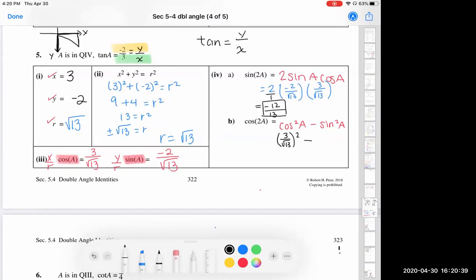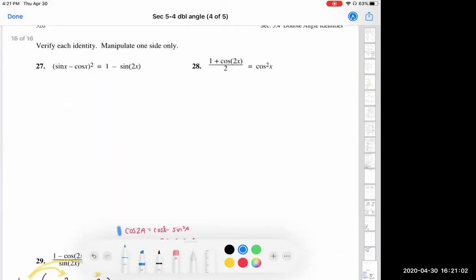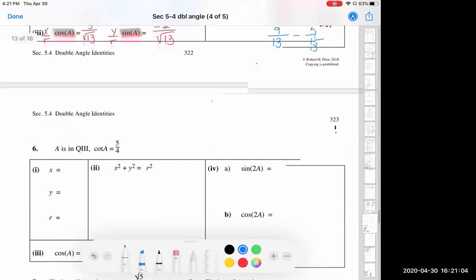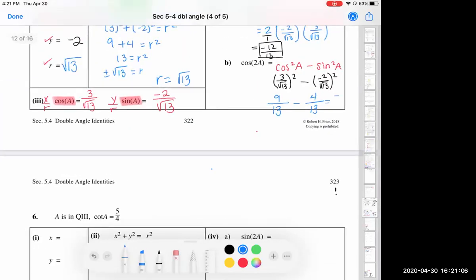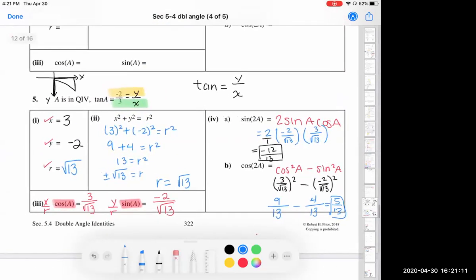Sine is negative 2 over square root of 13, squared. So 3 squared, 3 times 3, is 9. Square root of 13 squared is just 13, minus negative 2 times negative 2, which is positive 4. Square root of 13 squared is 13. 9 minus 4 is 5 over 13. 5 over 13. That's the answer. So that's number 5.